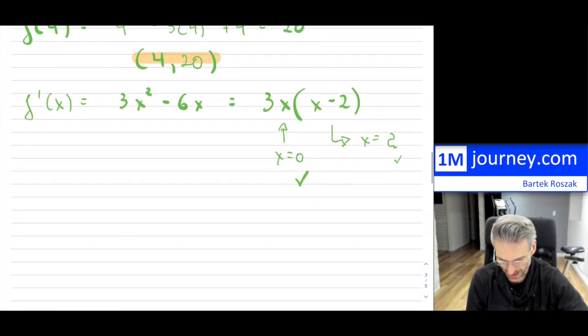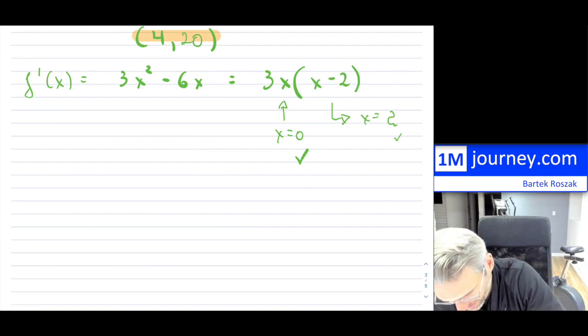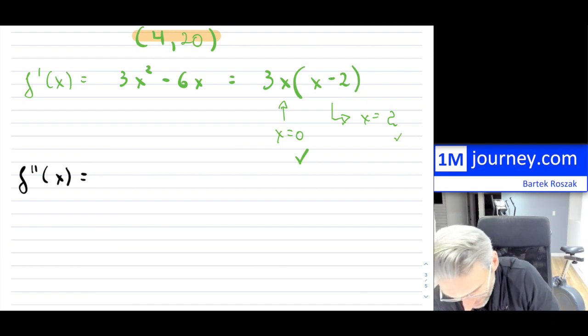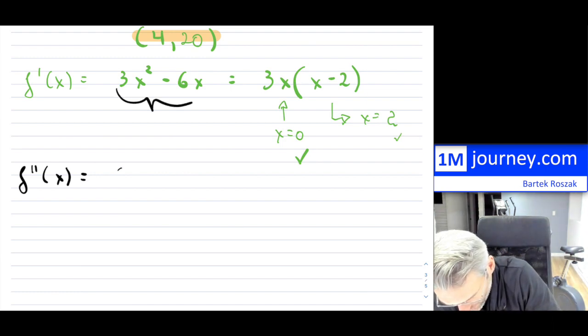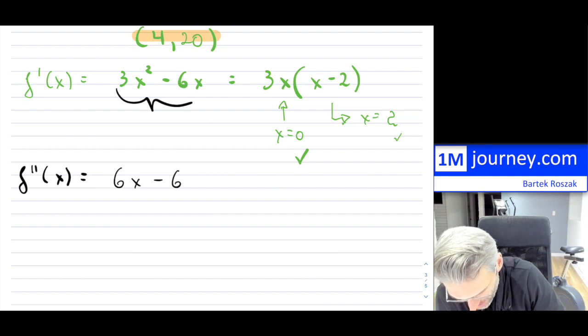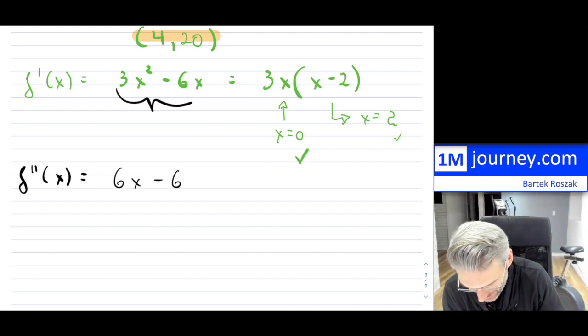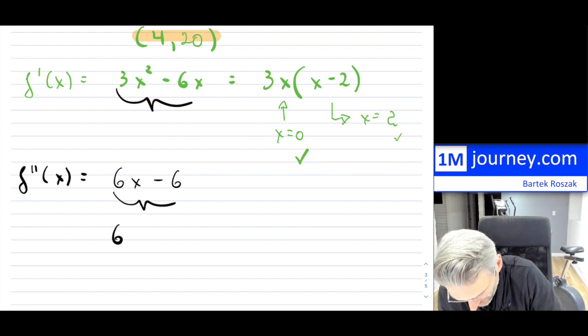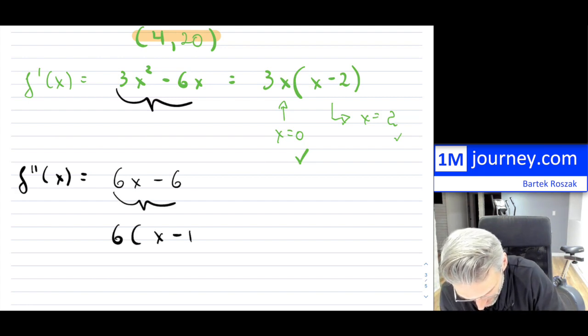So if I go back in here, now my second derivative, f second derivative, what will it be? Well, this one's very easy. Right here, we just take the derivative. It's going to be 6x minus 6. Okay, so that's a line. This is amazing. And now for here, I'm going to just take that 6 out. So this is x minus 1.